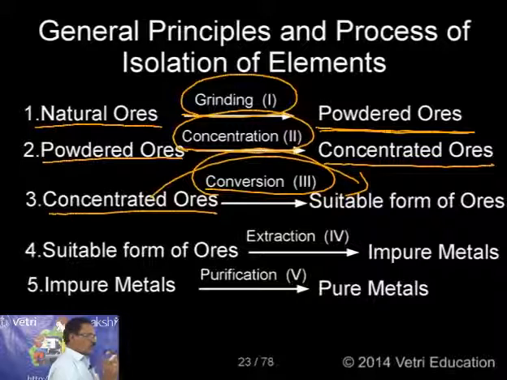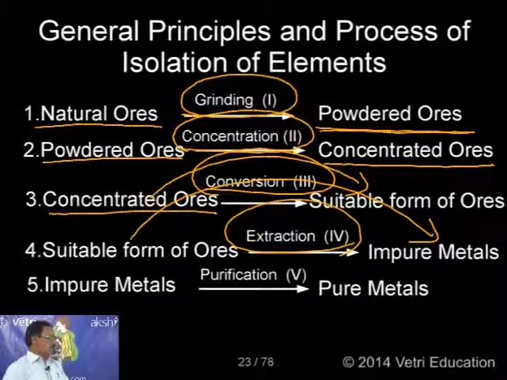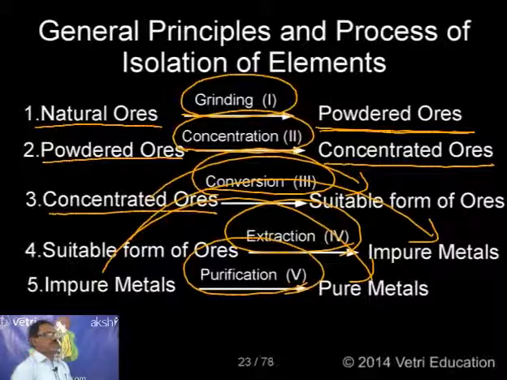The next one. From the suitable form of ore, now we can extract the impure metal. So step 4 is extraction, extraction of impure metal from the suitable form of ore. And finally, step 5. Impure metal can be converted into pure metal. That's called step 5, purification. These are the most important steps.